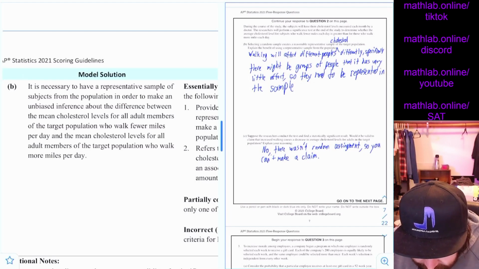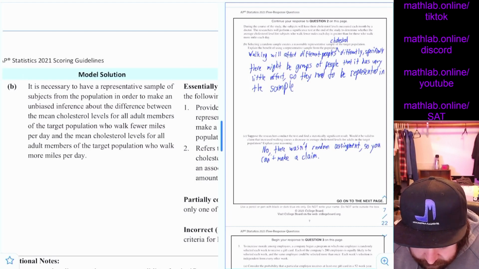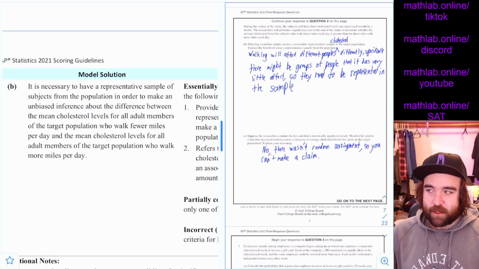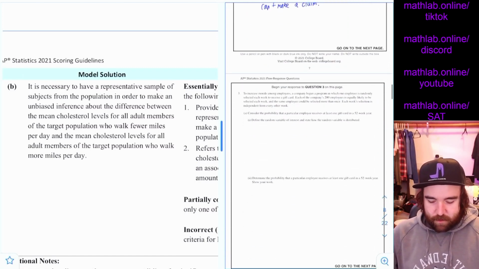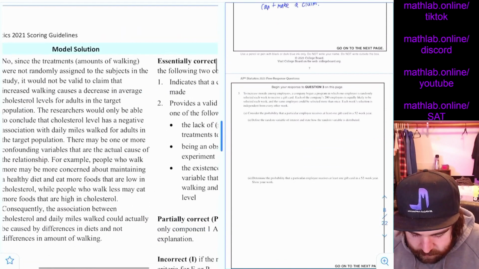So why do you need it? To make an unbiased inference about the difference between the mean cholesterol level of adult members of the target population? Yeah, they just restated the question. That's disgusting. Okay. Part C.